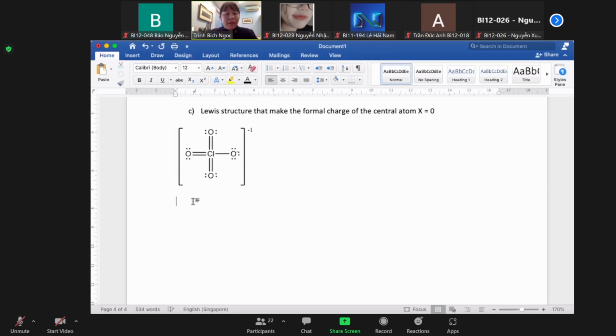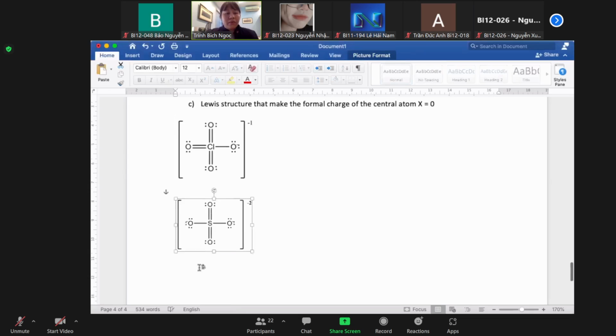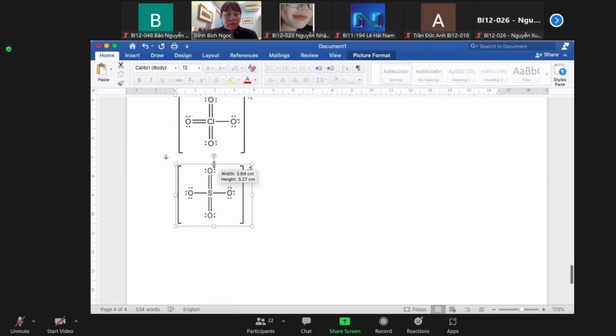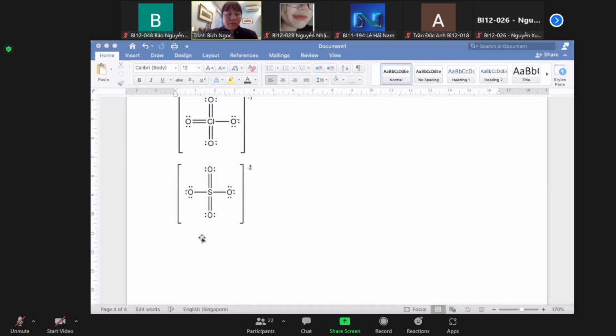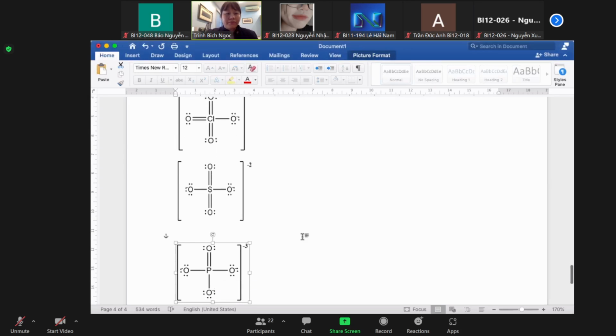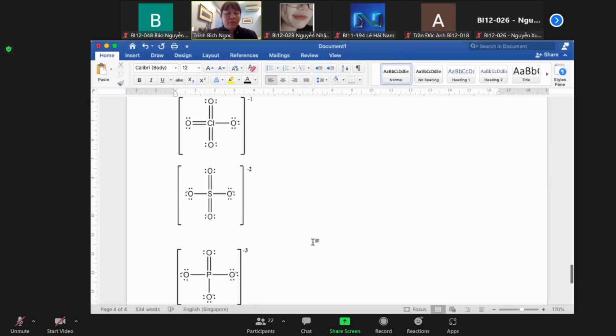Okay, I give you the solution for sulfur and phosphorus. The same way to do. Okay, you do it at home. This is for the 3 cases. Okay.